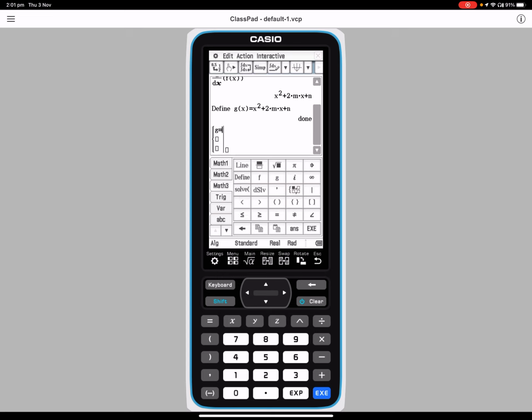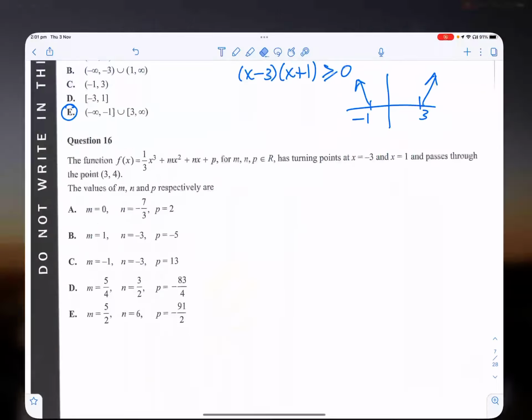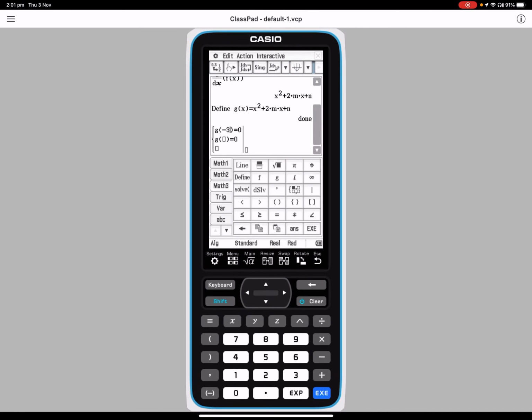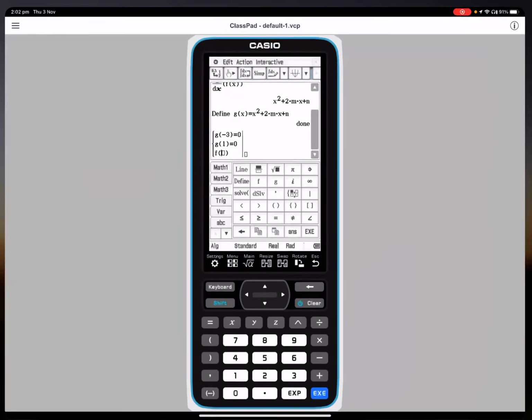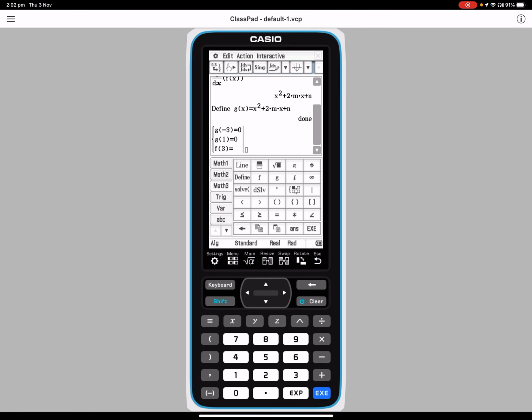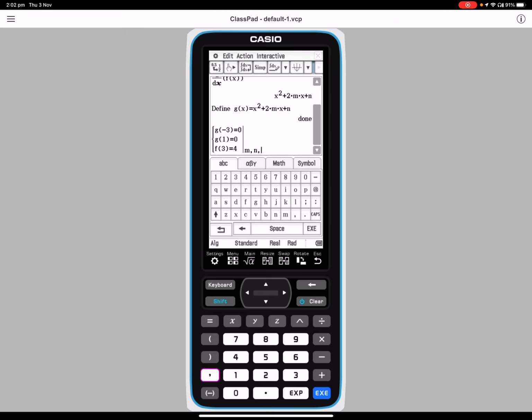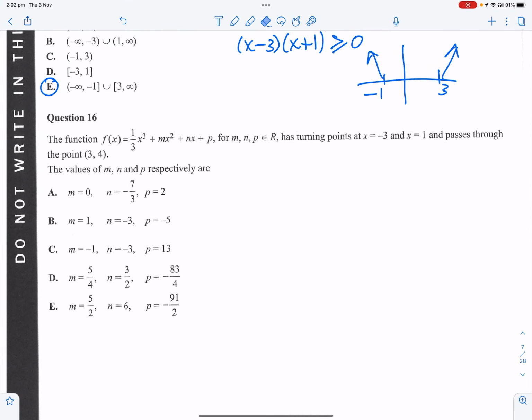We know g of something equals 0, and then the same thing again. I think it's -3 and 1. And we know f of 3 equals 4. And we want to solve for m and p. 1, -3, -5.